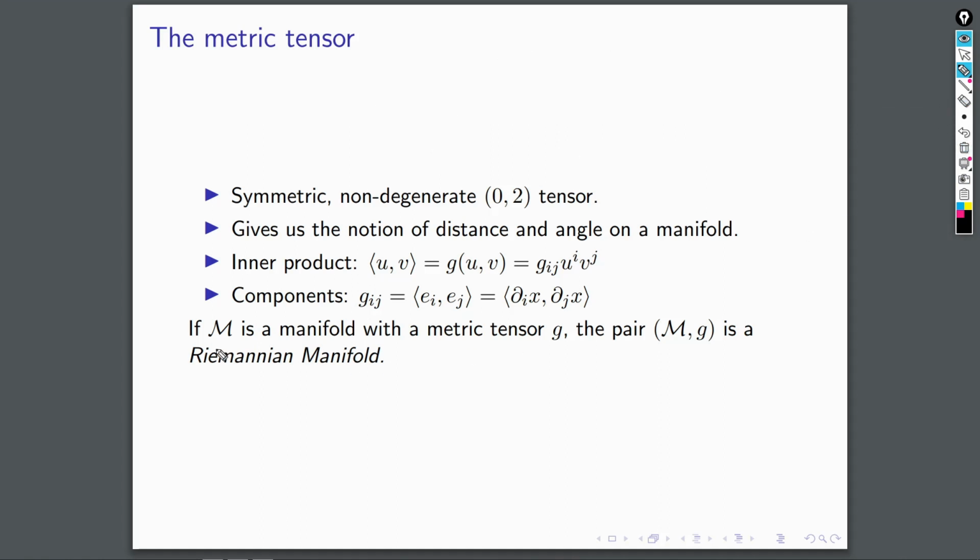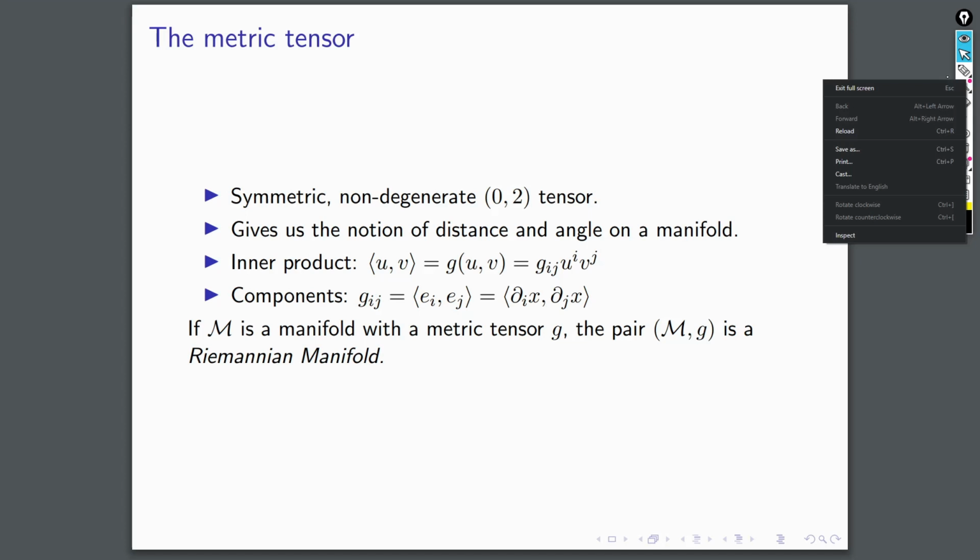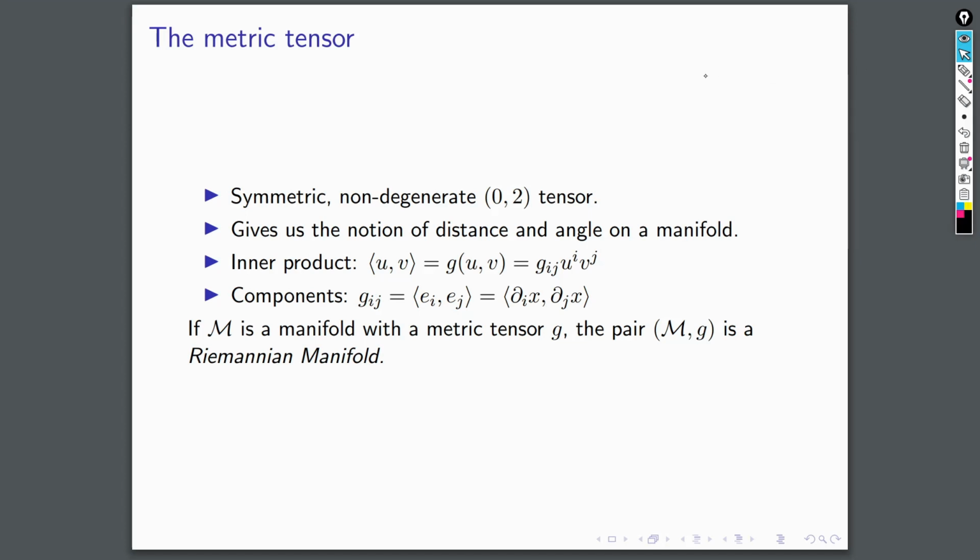So now, if M is a manifold with a metric tensor G, then this pair is called a Riemannian manifold. So a Riemannian manifold is basically a manifold that we can measure distances on and do calculus on. All right.